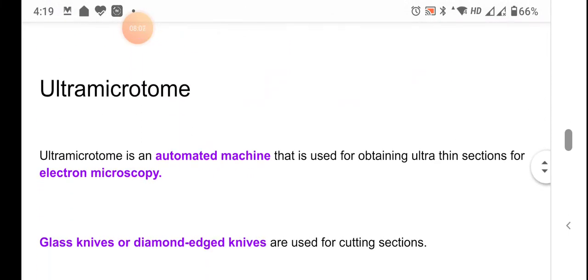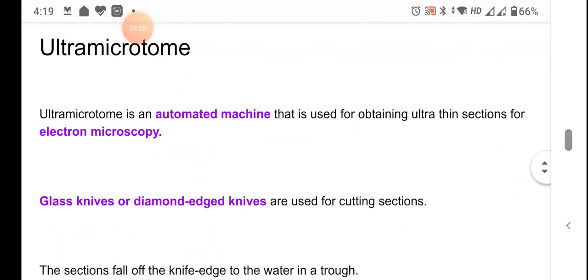Next is about the ultra microtome. This is an automated machine. Automated machine means it will work automatically. We need not rotate or use a handle to move it. It will move on its own.